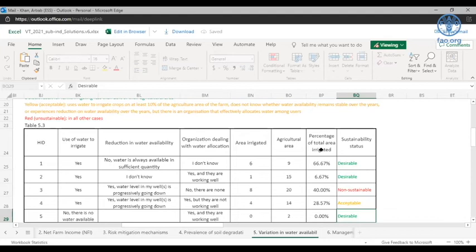For holding number three, what happens if there is an organization that deals with water allocation? What can change if we replace this response from the farmer by having an organization?